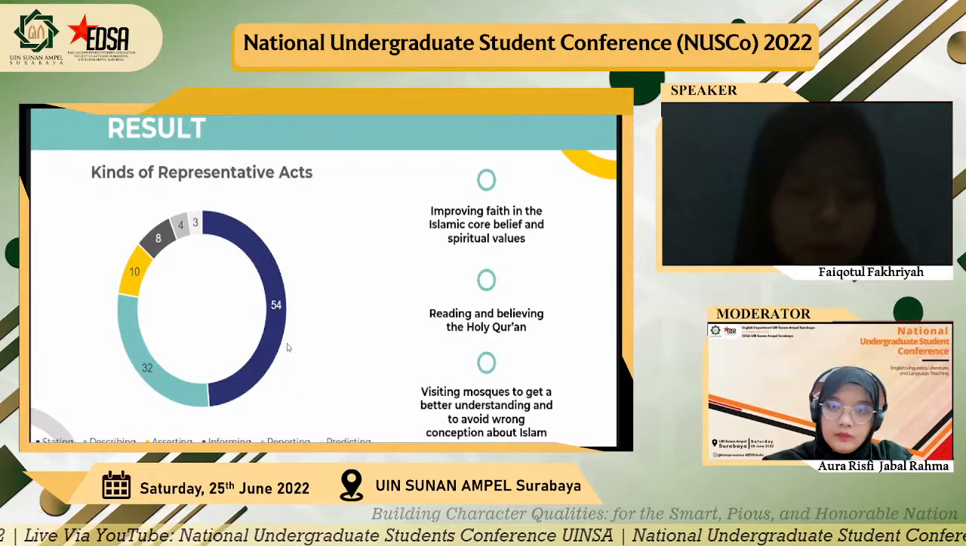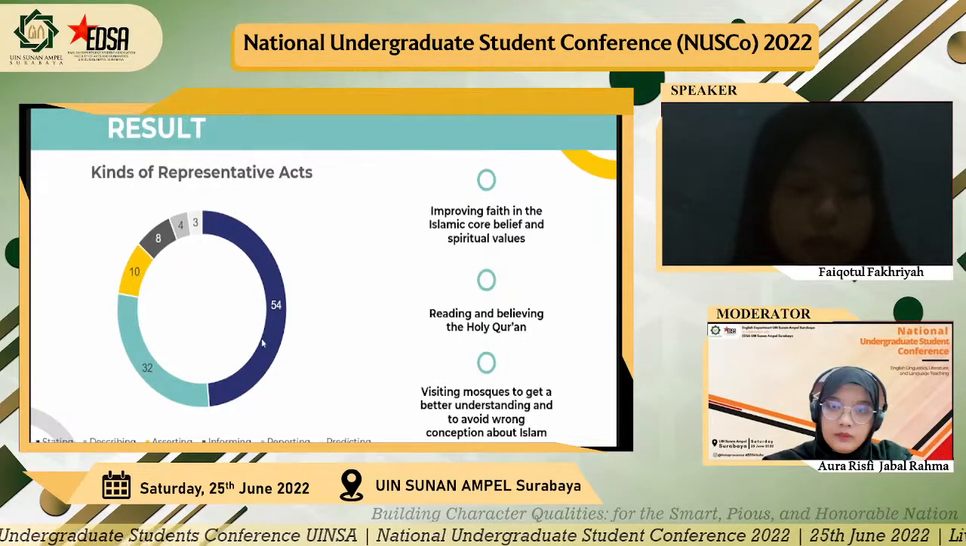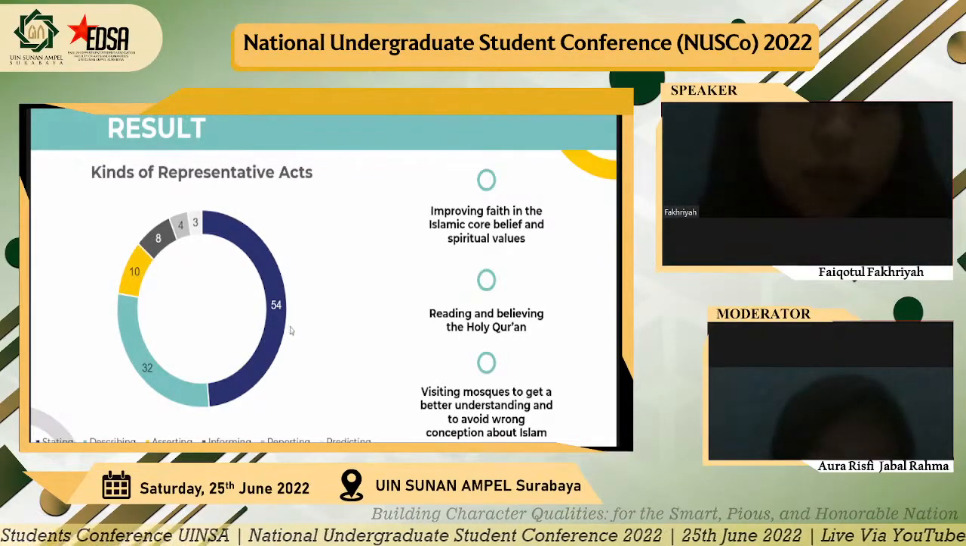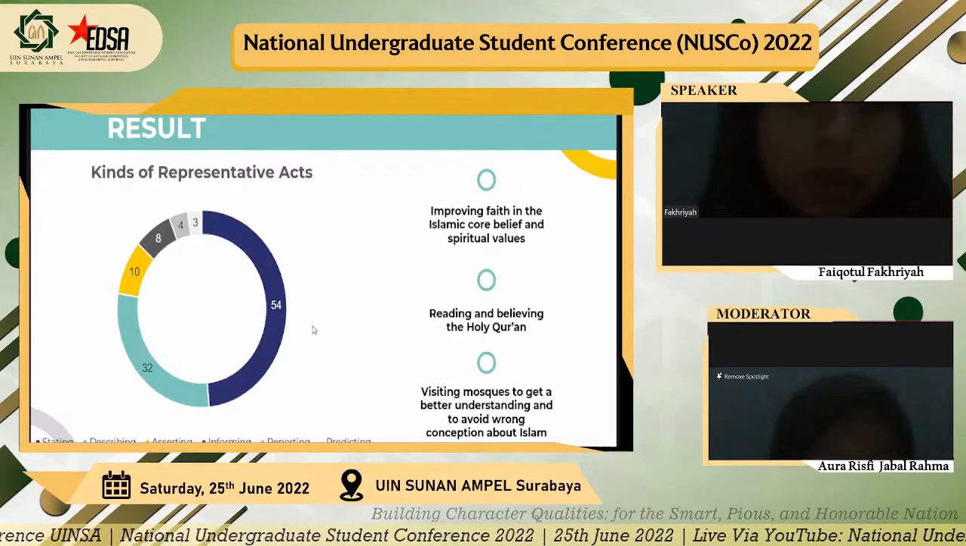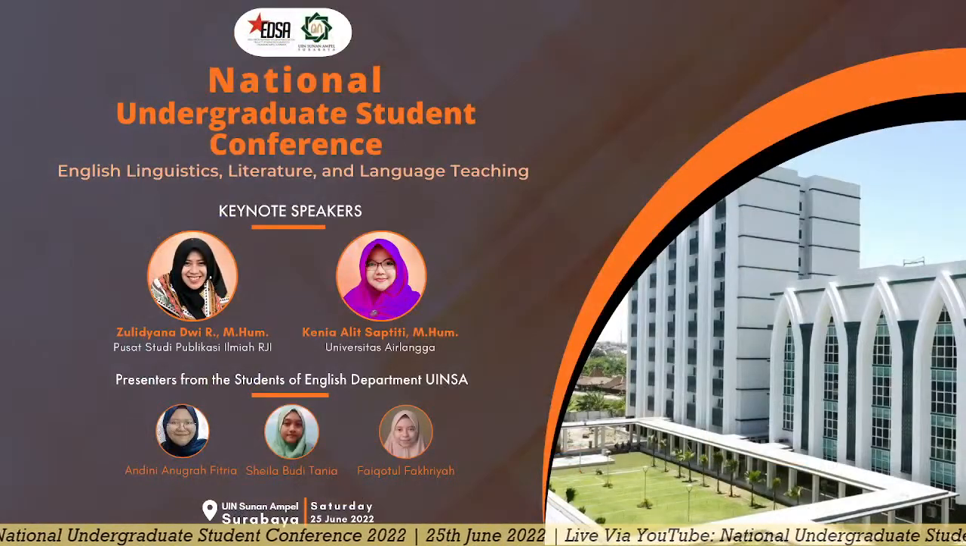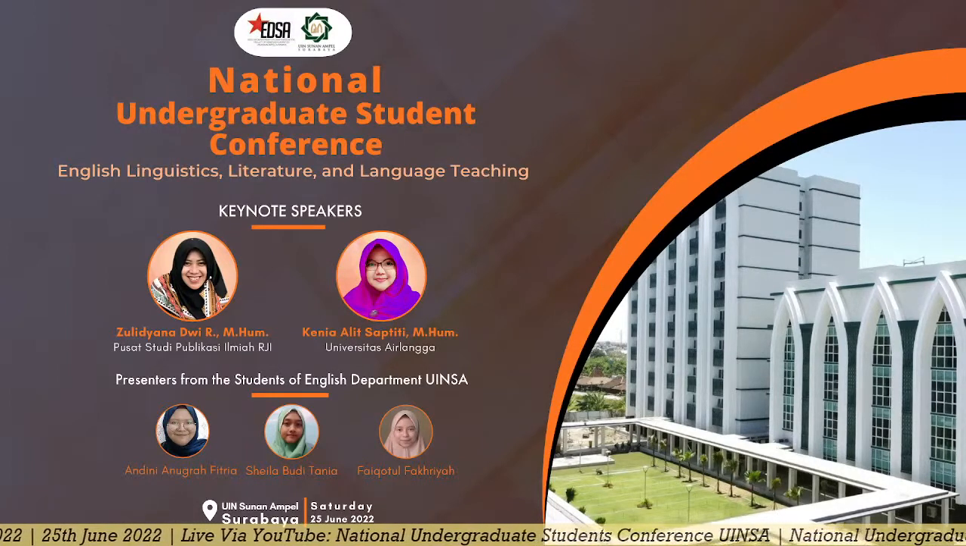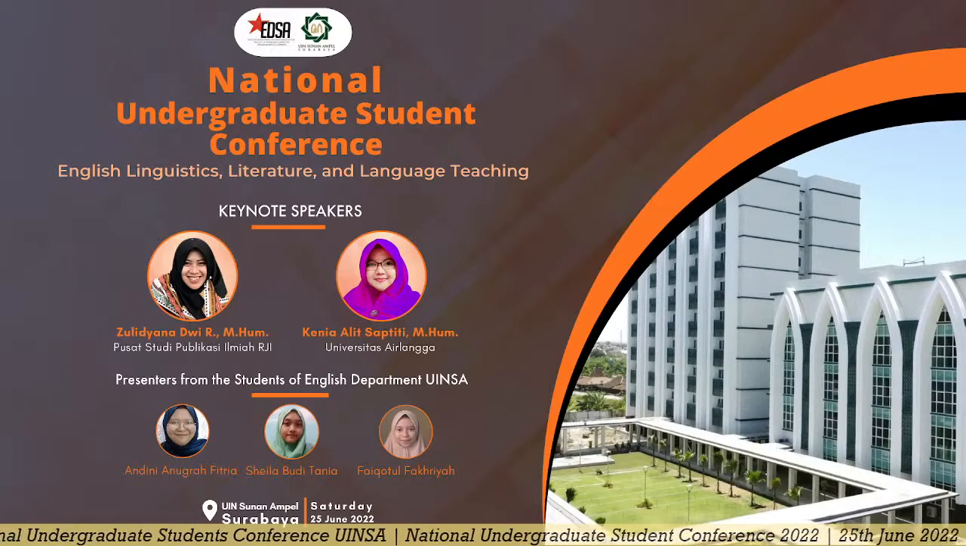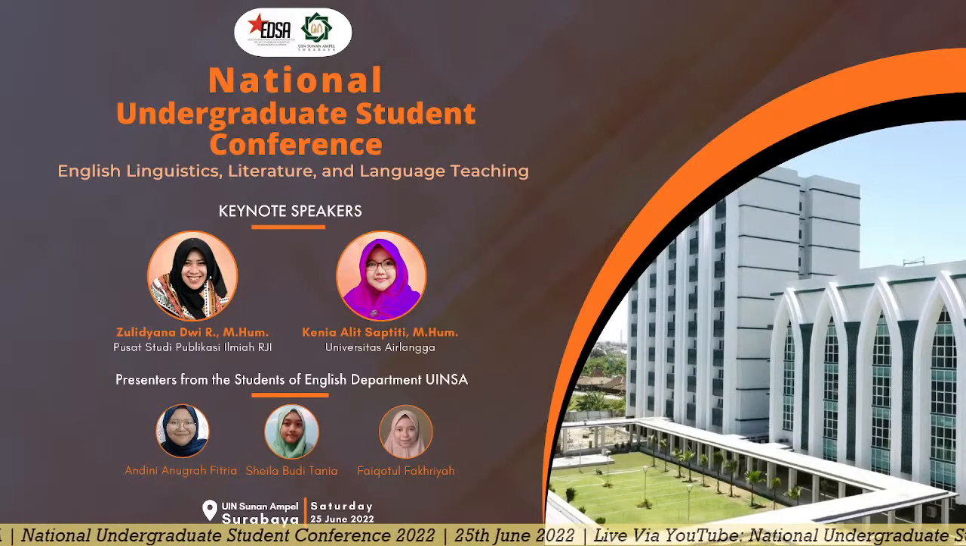54 out of 111 representative acts are identified as stating. That is one of the most frequently used kinds of representative acts in the speech. Then followed by describing with 32 utterances, and asserting, informing, reporting, and the last one is predicting with only 3 utterances. The act of stating dominates the speech delivered by Dahlia.